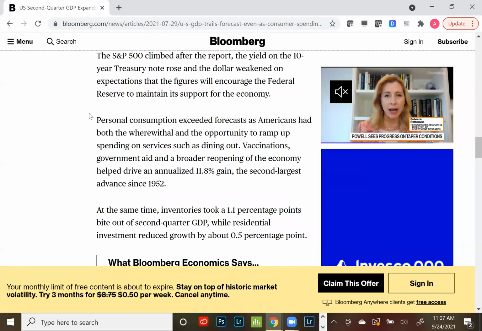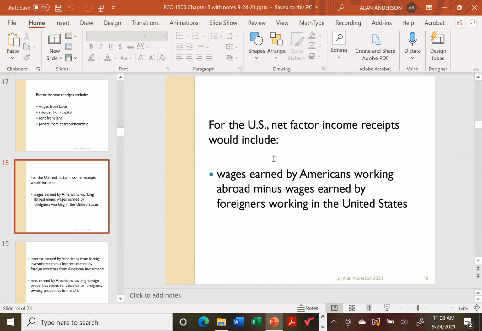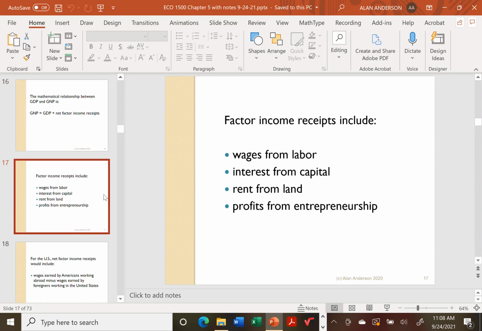Now, inventories are part of GDP. I think we mentioned this when we looked at the different components. Oh, by the way, algebraically, this is how the two are related to each other. And we did introduce net factor income receipts last time. This involves returns to land, labor, capital, and entrepreneurship that are coming from foreign countries. So in other words, Americans do work overseas, some of them do. They may earn interest from investments in foreign countries. They may own land in foreign countries or other types of natural resources, or they may run businesses in foreign countries.